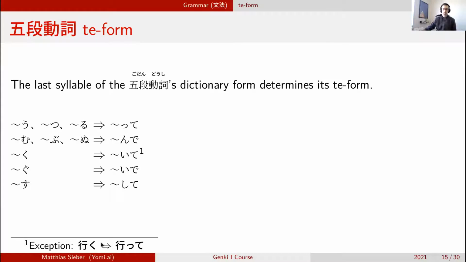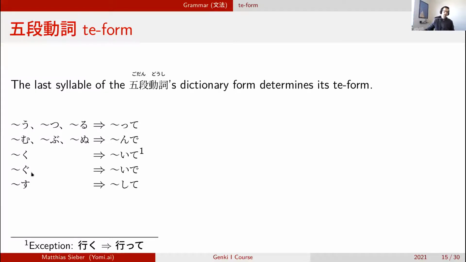There's one exception to this. We know iku, to go, right? It doesn't become iite, but itte, like ittekimasu, for example, right? We already know that phrase, and that is the te form, ittekimasu. I go and come back. This is actually describing two actions.